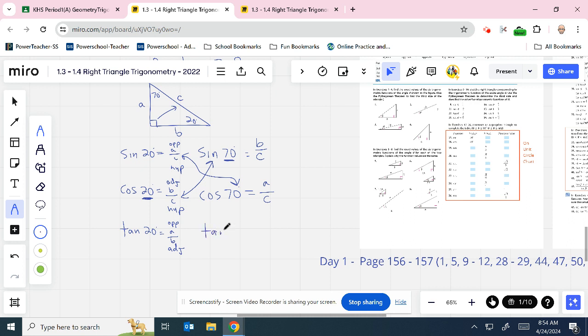But tangent of 70 is simply going to be the reciprocal of the tangent of 20. Tangent of 20 will be a over b, so tangent of 70 is b over a. So it's the reciprocal of the tangent of 20. So these complements here will be reciprocals.